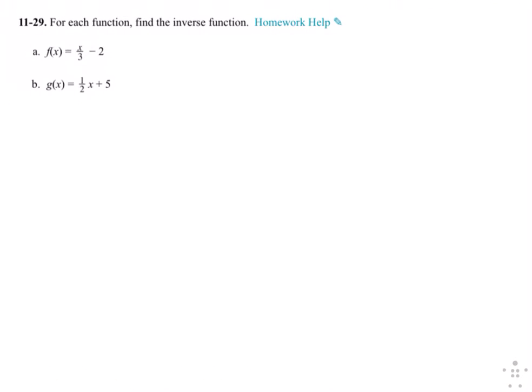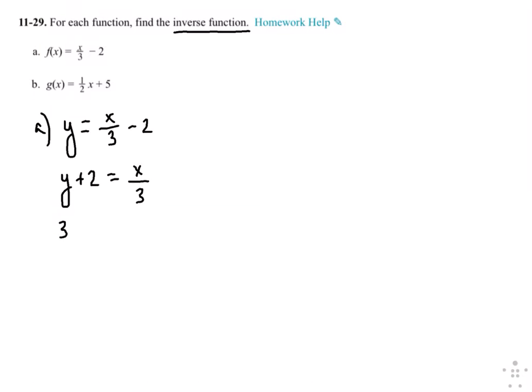Okay, for 29, they want the inverse function, right? So let's go through our steps. Step 1, I'm going to change f of x to y. Now I'm going to solve it for x, right? So I'm going to add 2 to both sides. And then I'm going to multiply by 3. So we get x equals, I'm going to distribute, 3y plus 6, right?